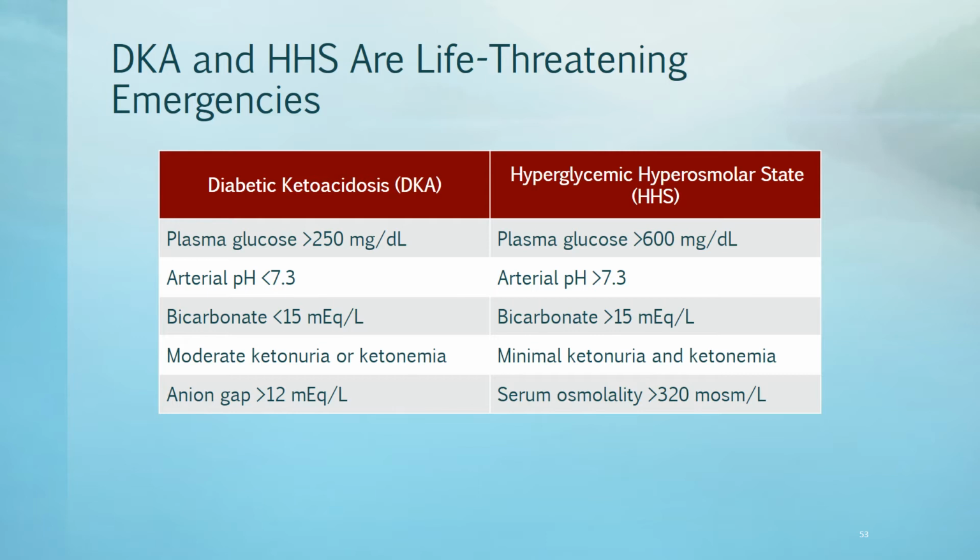Your bicarb levels are going to be down for your DKA, but they're going to be normal for your HHS. Ketones, there are minimal to none in your HHS, but you will have a moderate to large amount for your DKA. And because of this, they will have that anion gap, which is greater than 12. For your HHS, it's important to remember that their serum osmolality will be greater than 320. That is like a key lab value that many practitioners use for treatment, so you should know that.